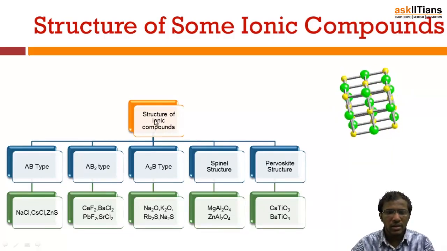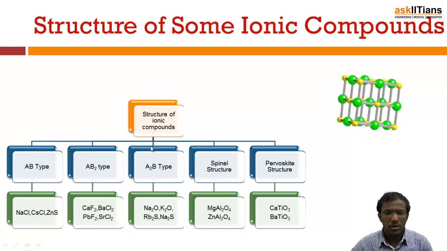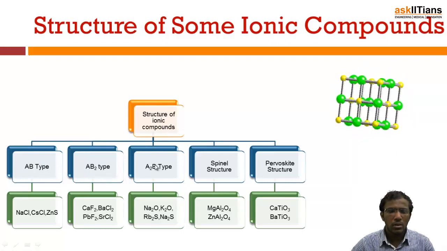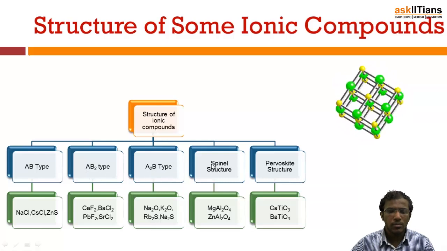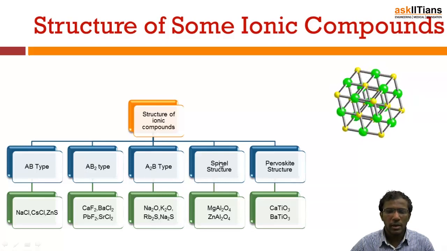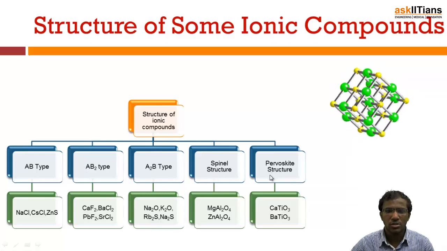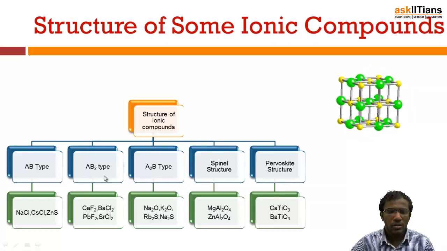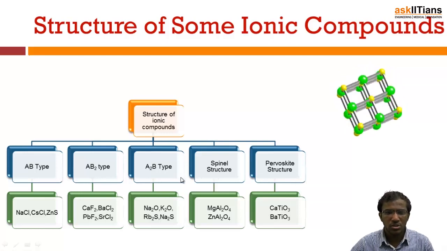Here I classified the structure of ionic compounds into types. One is AB type, another is AB2 type, the third one is A2B type, the fourth one is spinel structure, the fifth one is perovskite structure, and we also have one more, that is corundum structure. So we have 6 different types of structures.